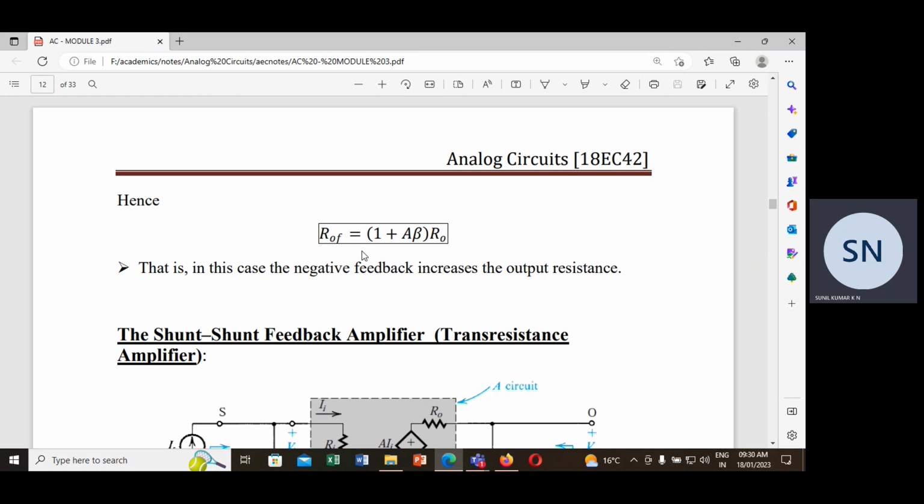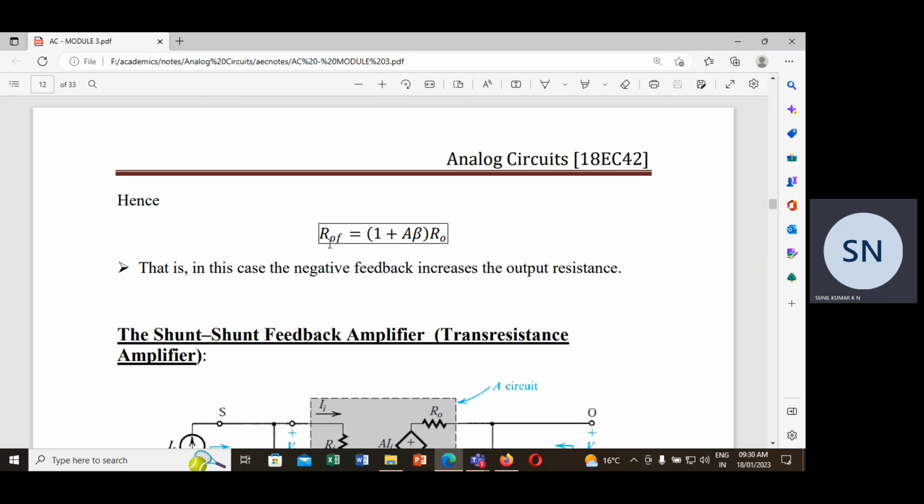So do not get confused. When you are going to calculate output resistance, you have to write in terms of R naught only, R naught multiplied by 1 plus A beta, and Ri multiplied with 1 plus A beta.